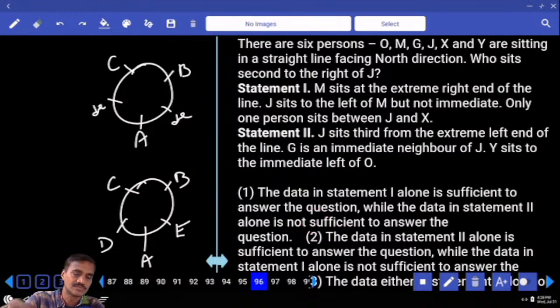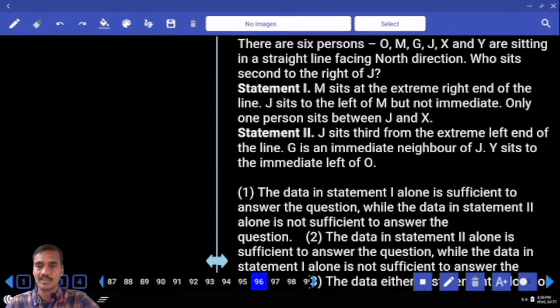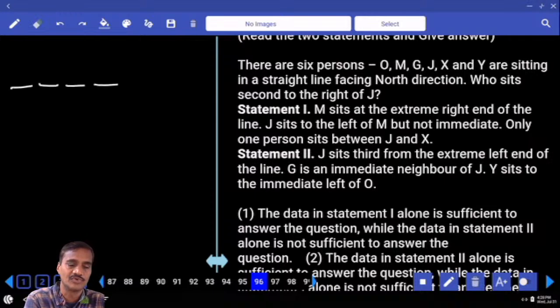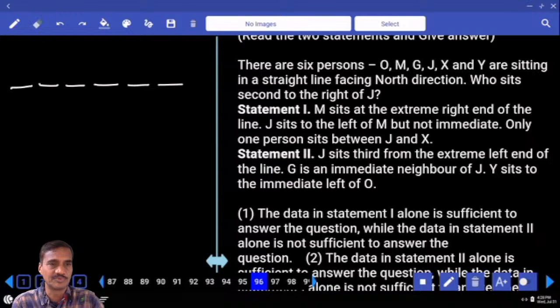Then 96. Now in this 96, how many people are there? 6 persons. And they are seated in a straight line facing towards north. 1, 2, 3, 4, 5, 6. Now these 6 people are seated in a row and they are facing towards north. Then who is seated second to the right of C? Now the question is about the one who is seated second to the right of C.